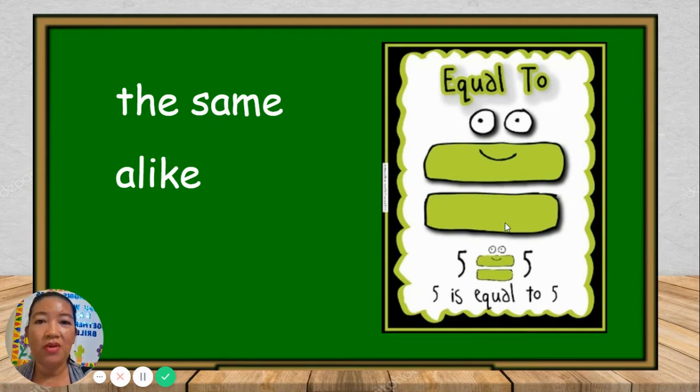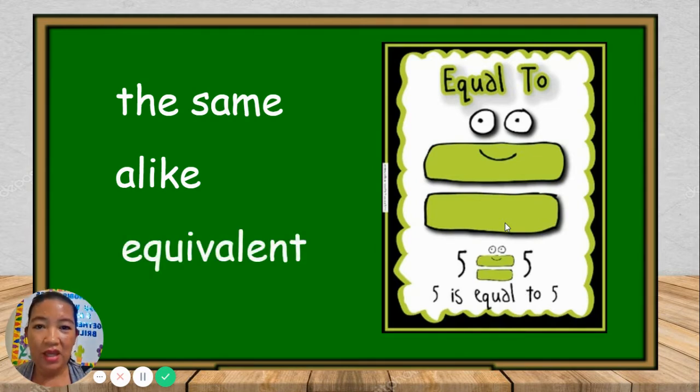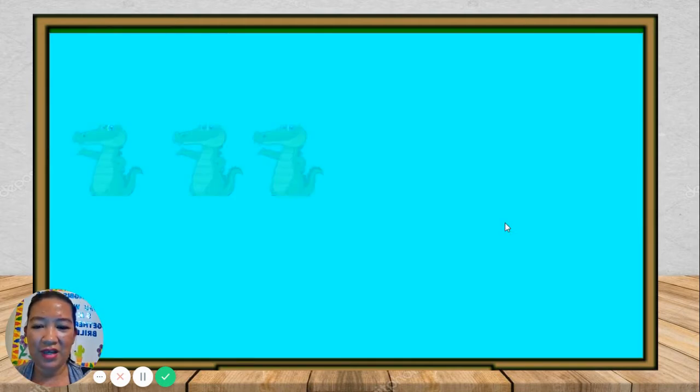The same or alike. And if we go to the higher level of thinking, we're going to say they are equivalent. Good job. We say equivalent. But this time we're just going to use the words the same and alike. Ready? That is equal. Okay.